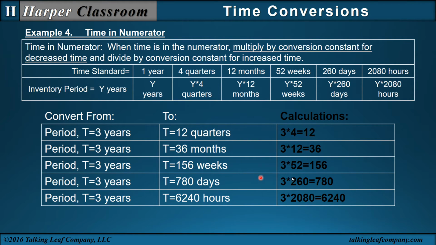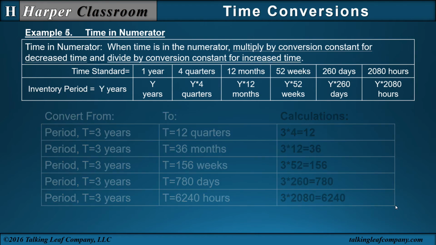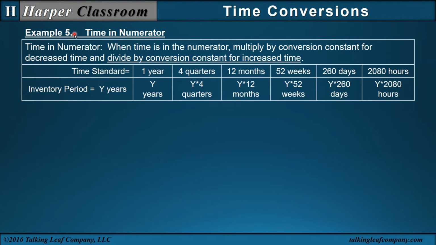Years to weeks, multiply by 52. Years to days, multiply by 260. And to convert 3 years to 6,240 hours, you multiply by 2,080. Example 5. When the time is in the numerator, divide by the conversion constant for an increased time. To convert quarters to years, you divide by 4. Months to years, divide by 12.